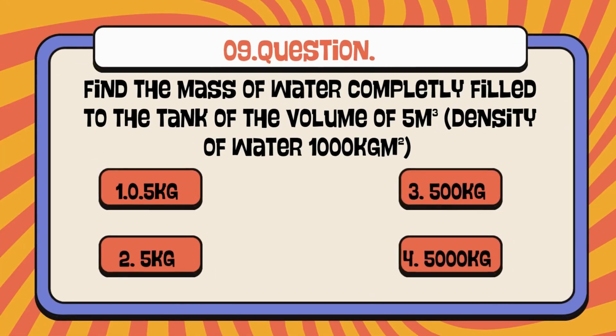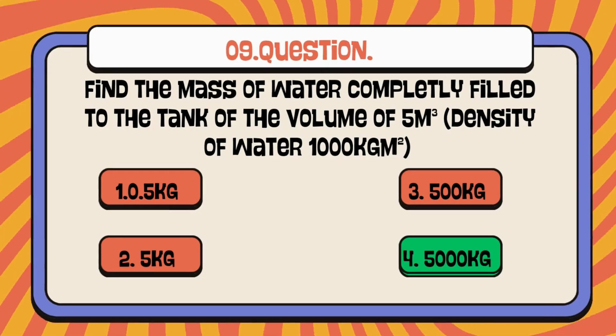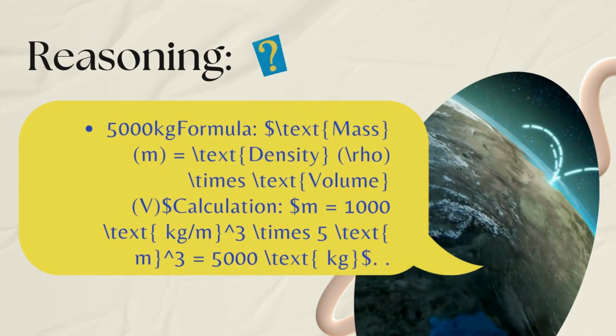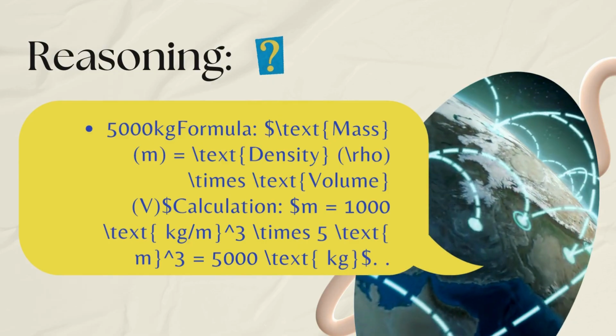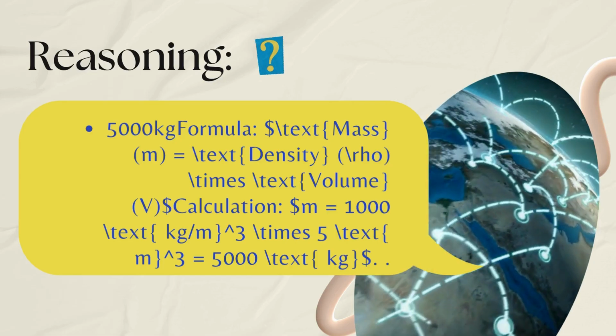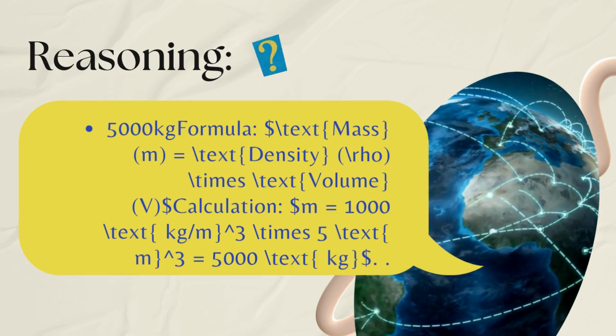accurate. Density calculation. Question: find the mass of water completely filling a tank of volume 5 cubic meters. Density of water 1,000 kilograms per cubic meter. 0.5 kilograms, 5 kilograms, 500 kilograms, 5,000 kilograms. Answer 4. 5,000 kilograms. Formula: mass m equals density rho times volume V. Calculation: m equals 1,000 kilograms per cubic meter times 5 cubic meters equals 5,000 kilograms.